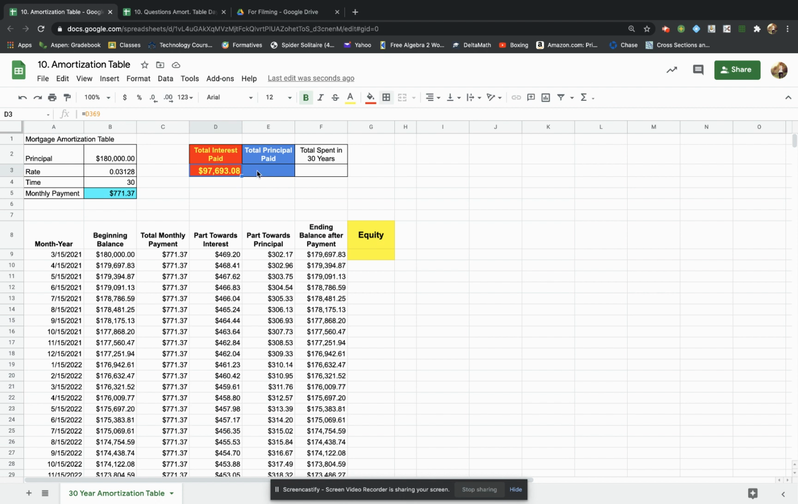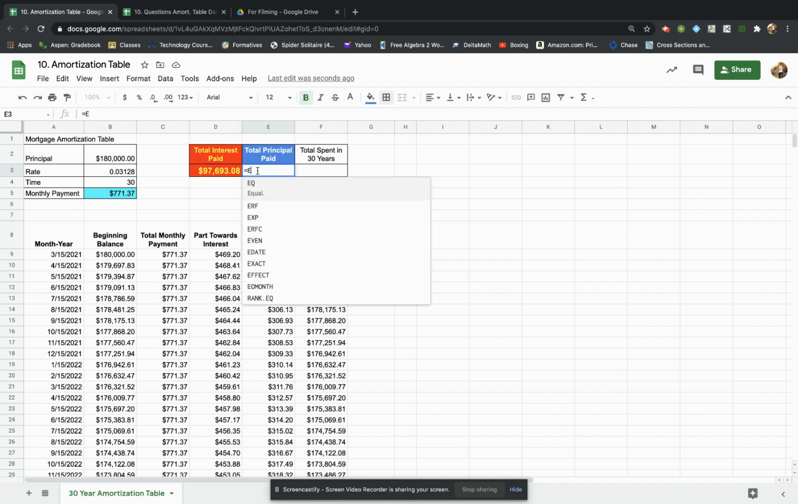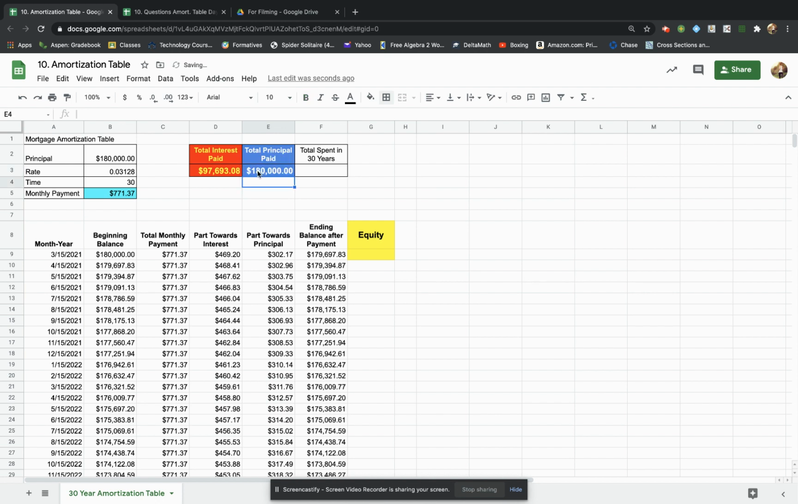So if this was cell D369, this is going to be cell E369. And if you know the cell address, you can just type it in. So after 30 years, the bank would have made $97,693.08 on us in interest. We would finally pay back the principal of $180,000. So what that means is it's the interest plus the principal, cell D3 plus cell E3. That means the house actually cost you $277,693.08. That's what interest rates do for you.